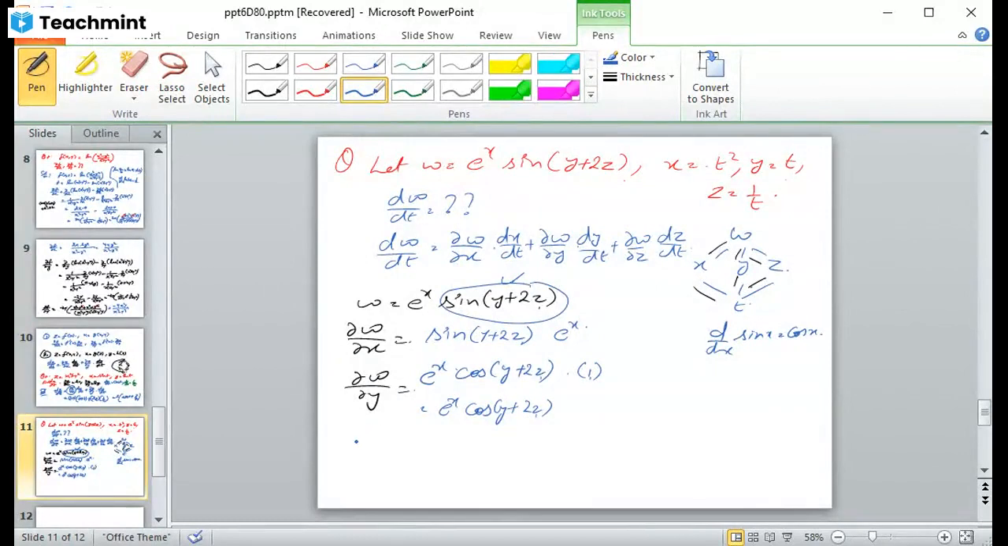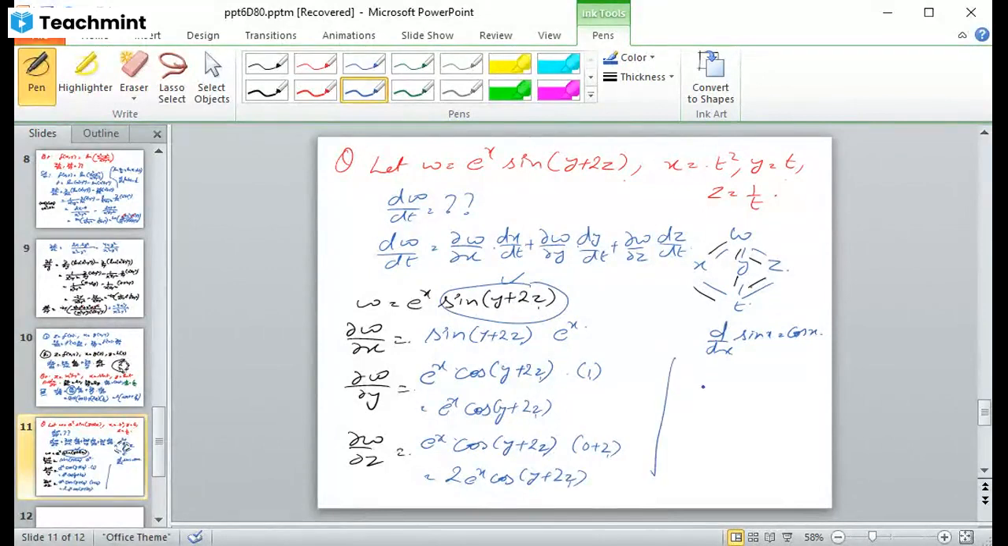And what about curly w by curly z? When we differentiate with respect to z, again e power x is constant, so its derivative is e power x. But derivative of sine of y plus 2z is again a composition of functions. Firstly, derivative of sine is cos, so it is cos of y plus 2z. But derivative of y plus 2z with respect to z is 0 plus 2. So the answer is 2 times e raised to power x times cos of y plus 2z.